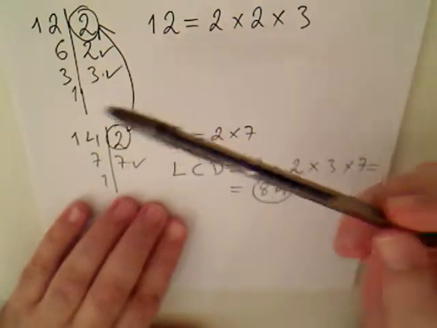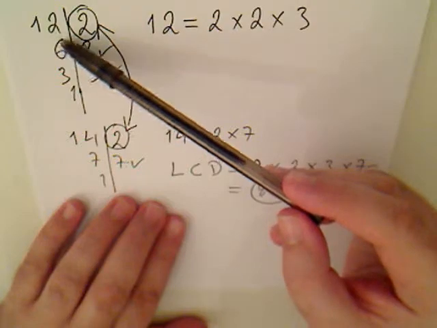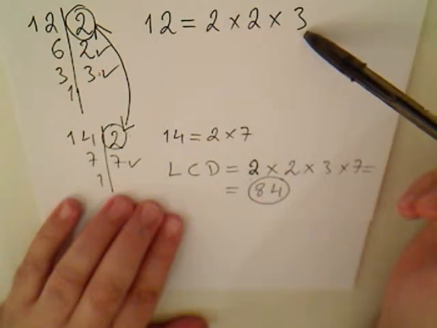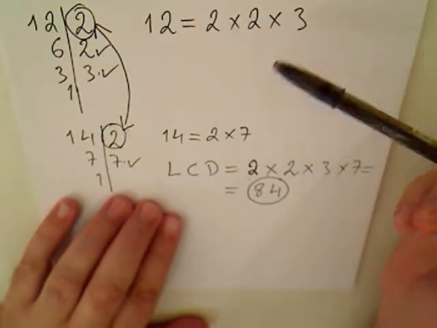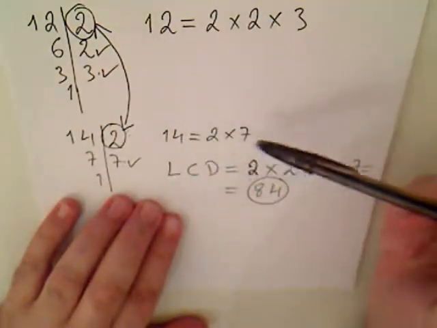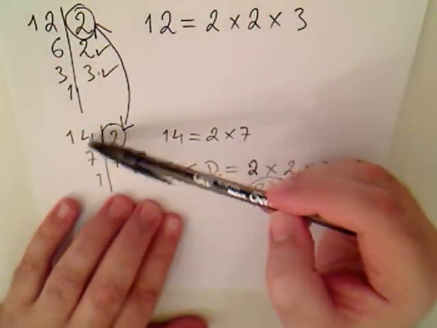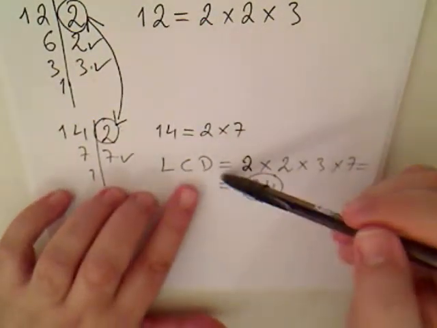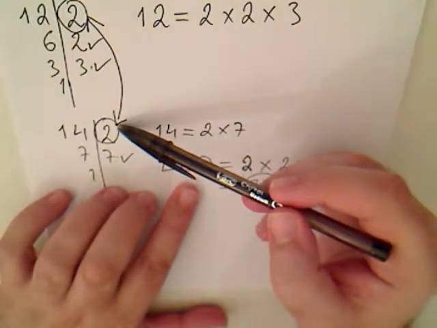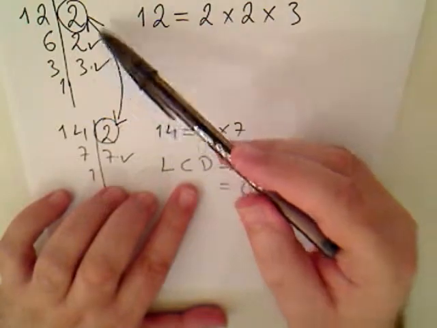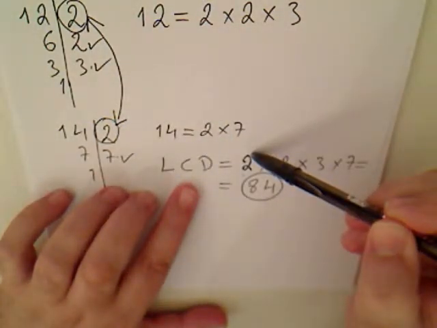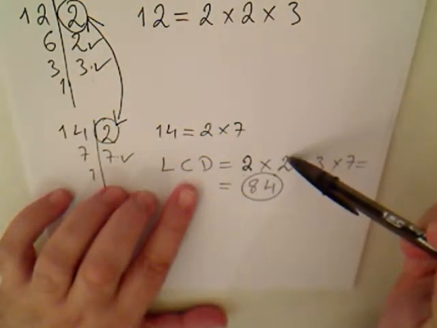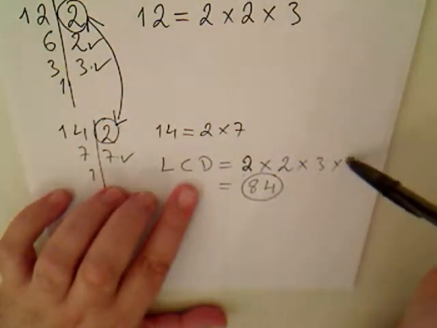So first you prime factor 12. 12 here is prime factored. 2, 2 and 3 are prime numbers, and we also prime factor 14. So prime factor the two numbers that you want to find the least common denominator for. Then your least common denominator will be one of each of the common factors, and then the uncommon factors 2, 3 and 7.